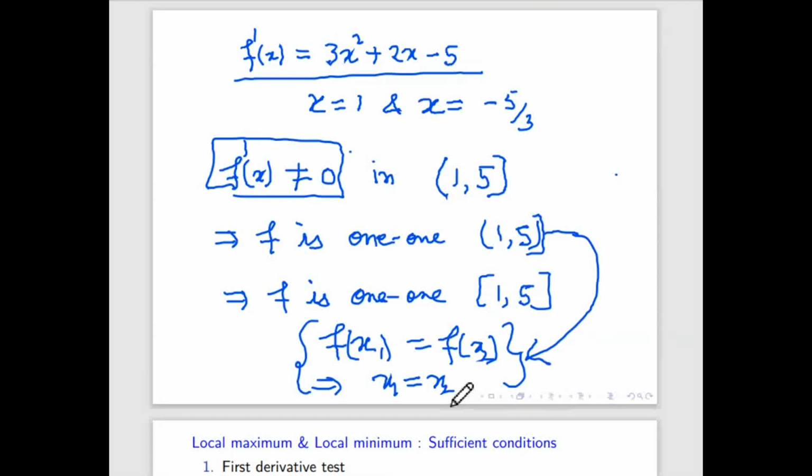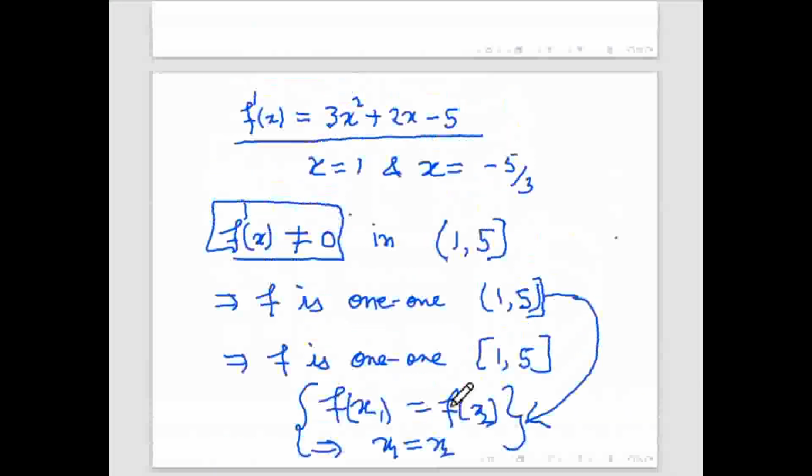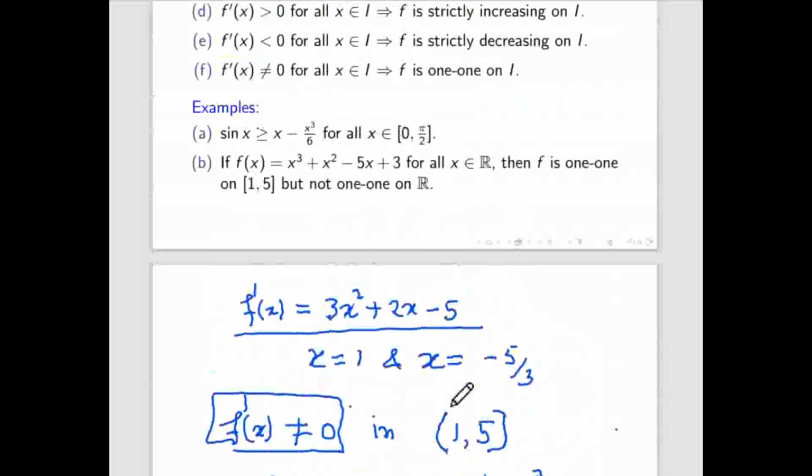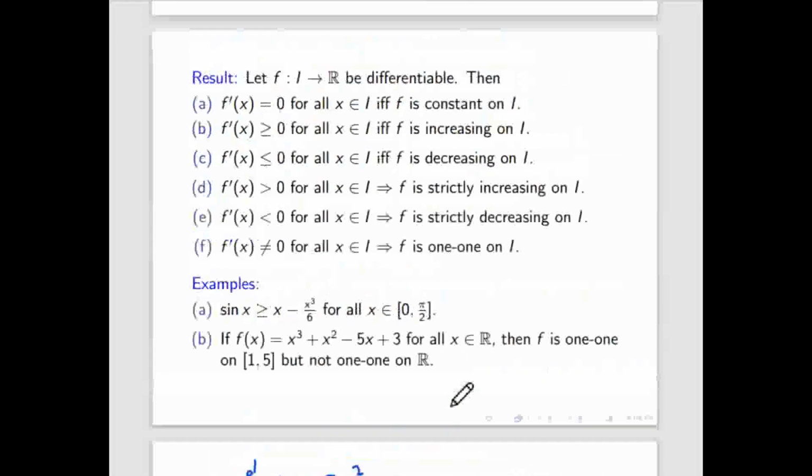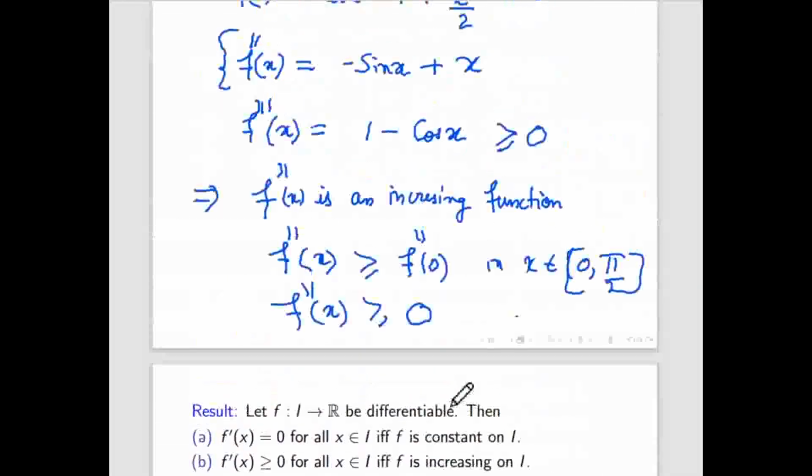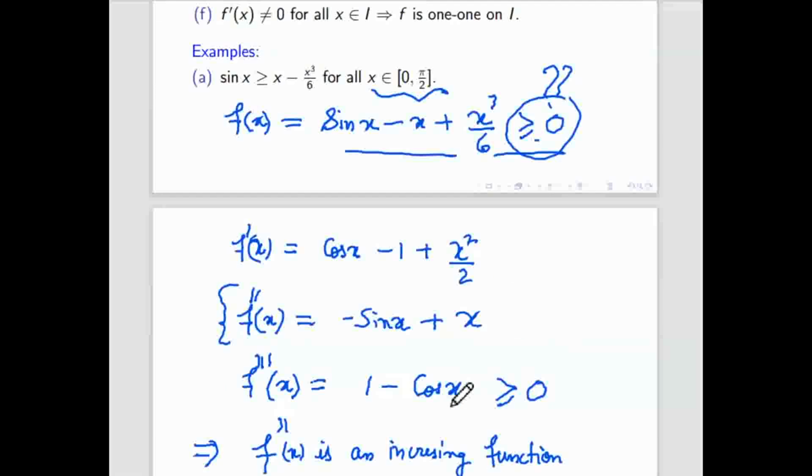Sir, if a function is increasing, from that we cannot imply that the function value will be greater than 0. Yes, if it is increasing, then definitely the derivative is greater than or equal to 0, not the function value. Sir, in the previous question we have proved that f(x) is increasing, but we have to prove that f(x) will be greater than 0.